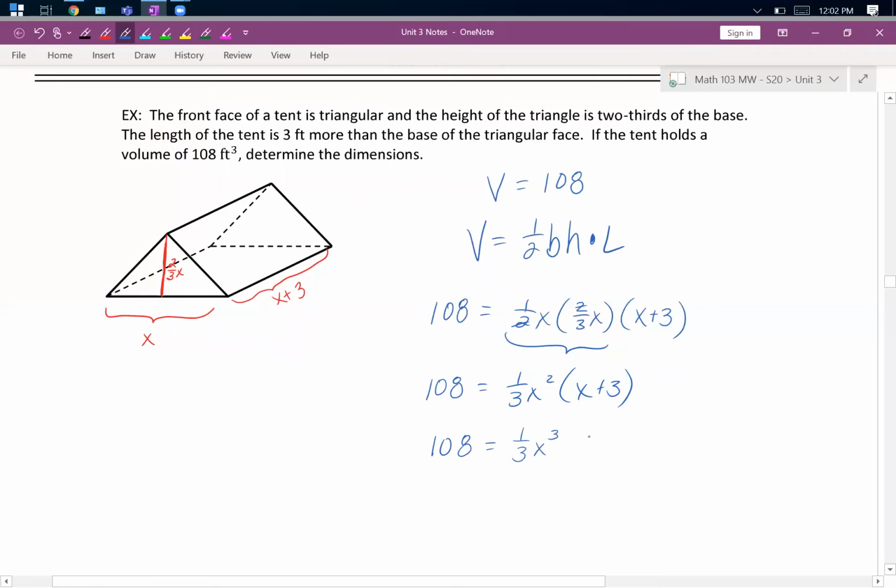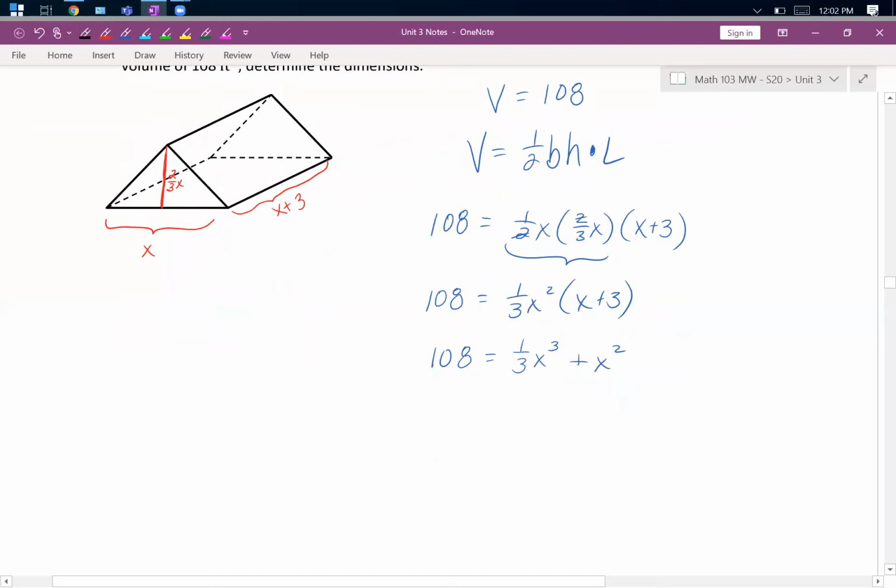One-third x to the third plus x squared. And now we'll set it equal to 0.